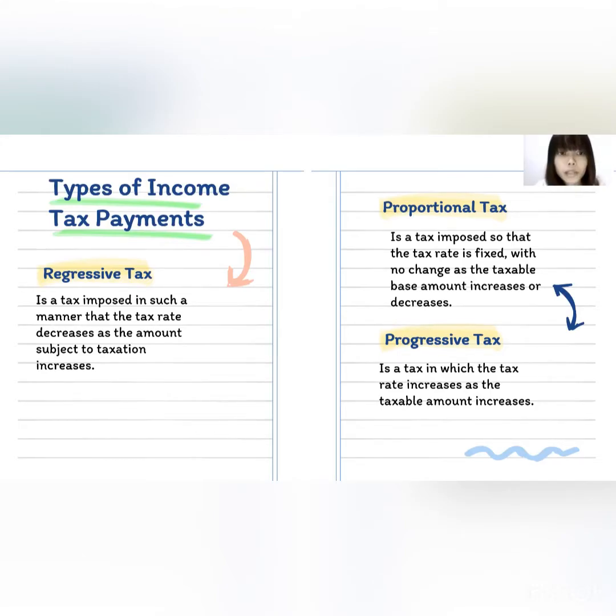Types of income tax payments. Regressive tax is a tax imposed in such a manner that the tax rate decreases as the amount subject to taxation increases. Proportional tax is a tax imposed so that the tax rate is fixed, with no change as the taxable base amount increases or decreases. Progressive tax is a tax in which the tax rate increases as the taxable amount increases.